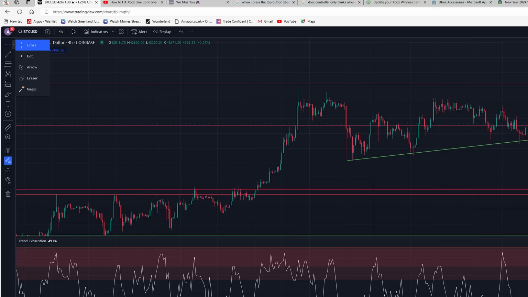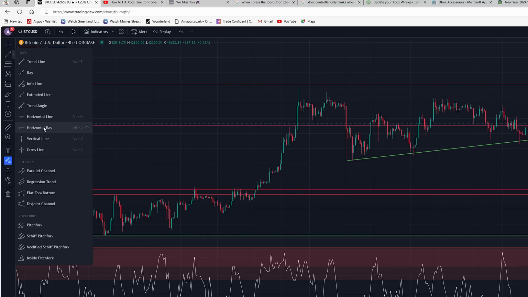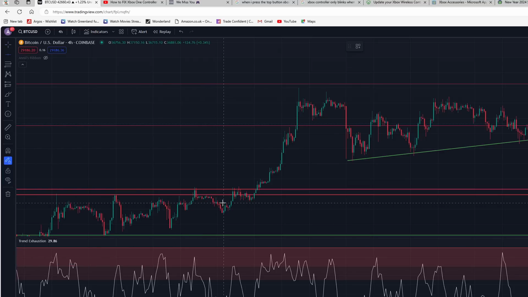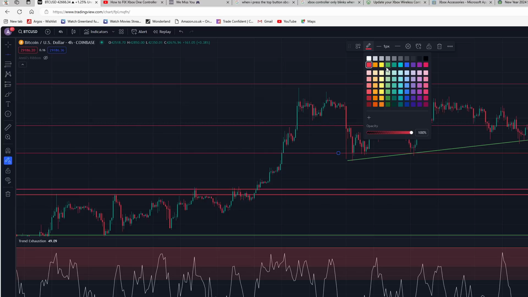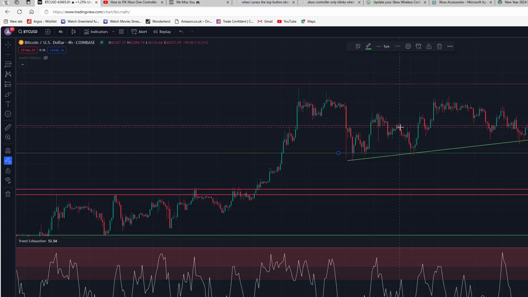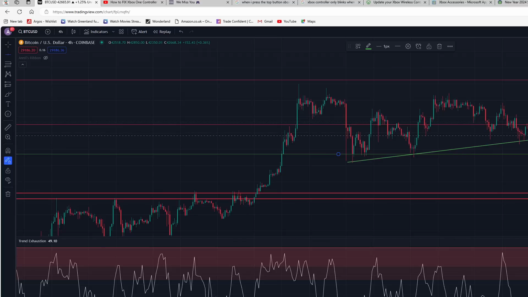You can use tools such as trend lines, a simple trend line just like this, or you can use a horizontal line, just like I've used one here, and you can bring it anywhere on the chart. Then you can color code this green, because support would normally be green and resistance would normally be colored red, just to make it simple for yourself. That's how I like to do it. You can color code it as you like.